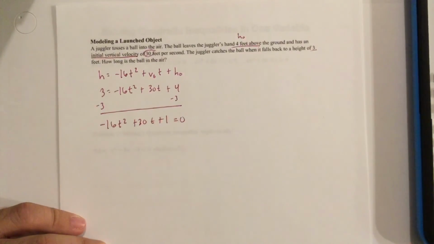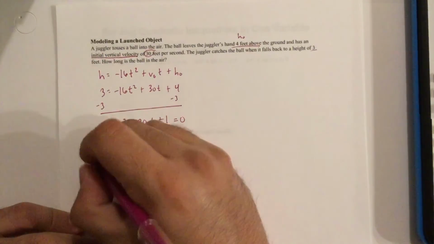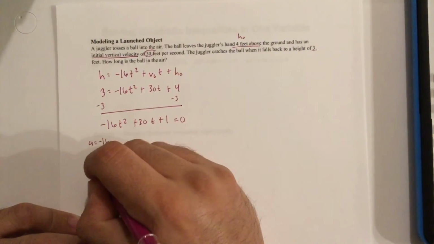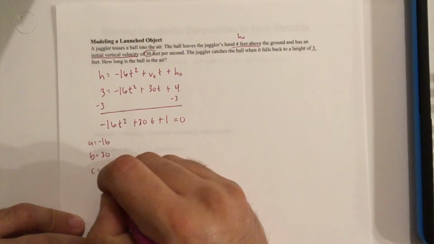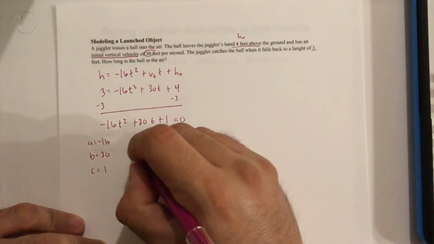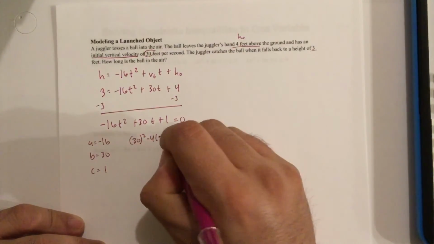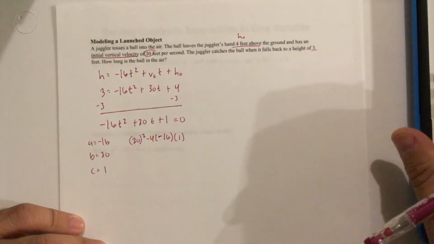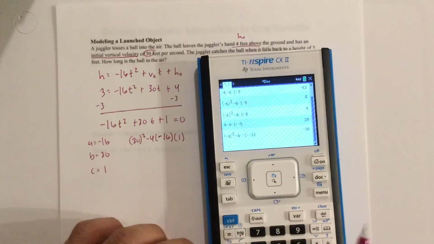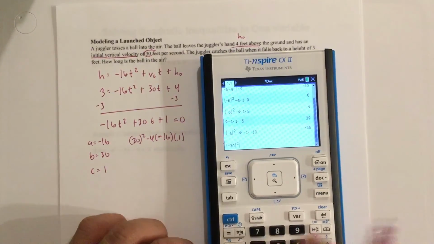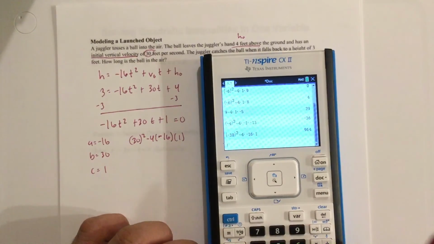All right, from here, we're going to solve this using the quadratic formula. So we are in standard form set equal to 0. So a is negative 16, b is 30, and c is 1. So b squared minus 4ac. Let's put this in the calculator. And we get 964.